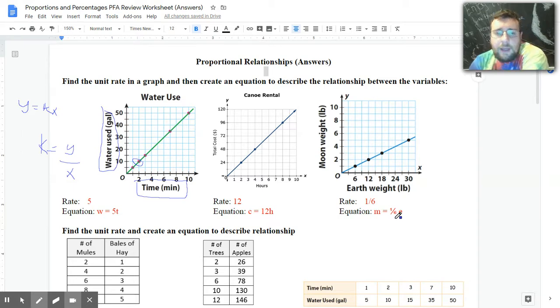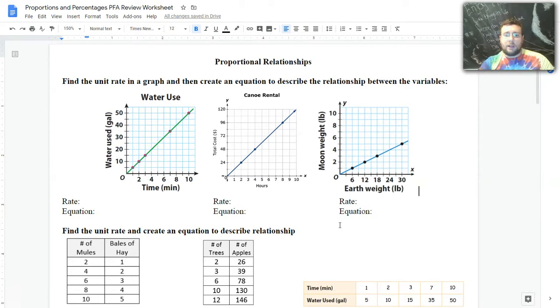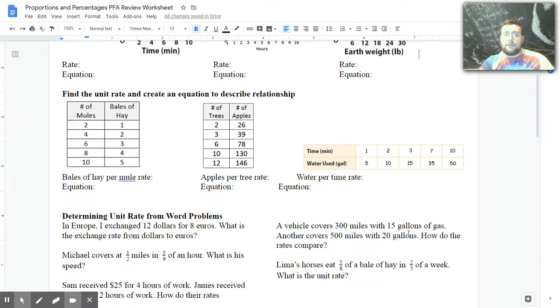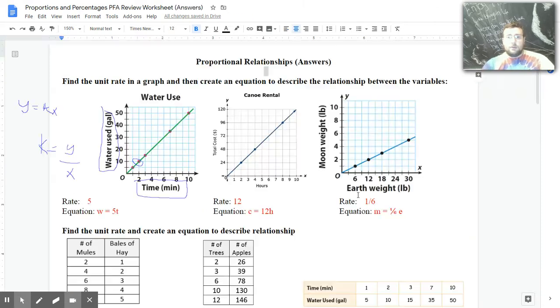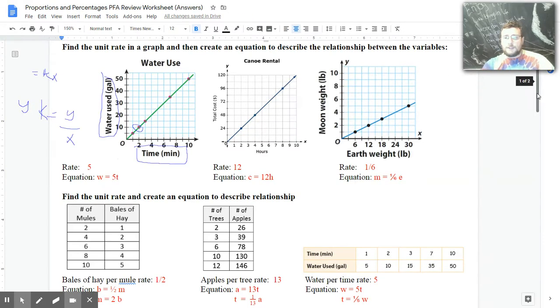Okay? Now, the next part of this video, I'm going to talk about how to do the same kind of thing, but starting with tables. All right, so go ahead and pause it before you try it. Try all 3 of them. Okay, so here's the answers for the tables problems.